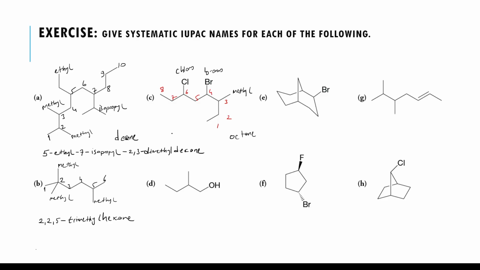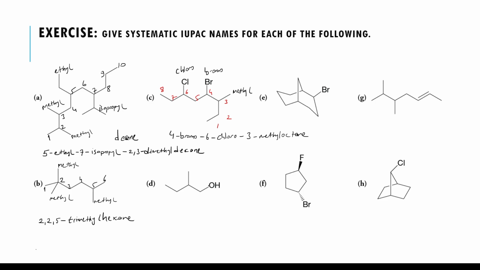So we have to say this is 4 bromo, then 6 chloro, then we have 3 methyl octane. This is the correct naming. Okay, let's move to the fourth option, which is D.